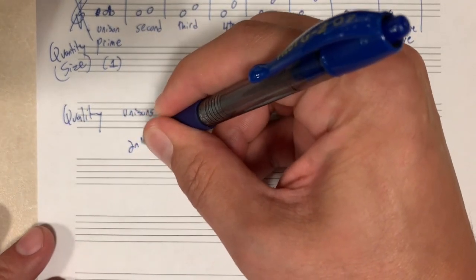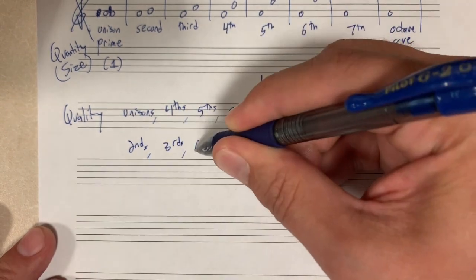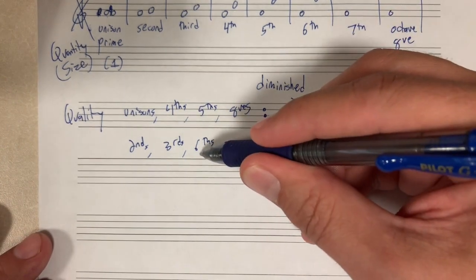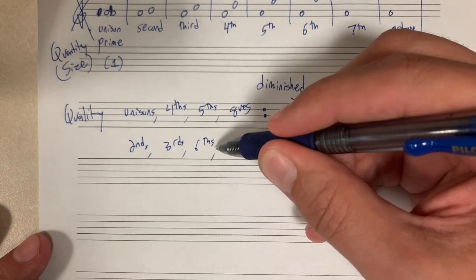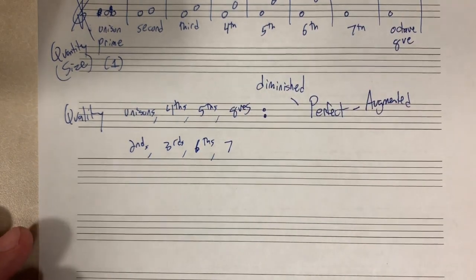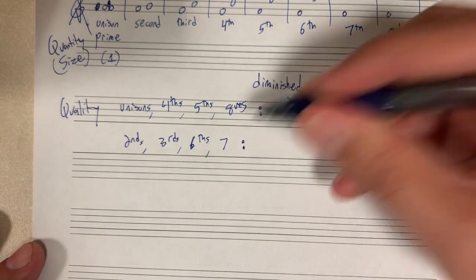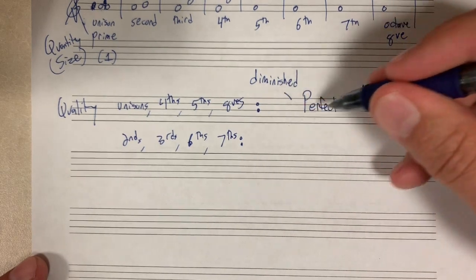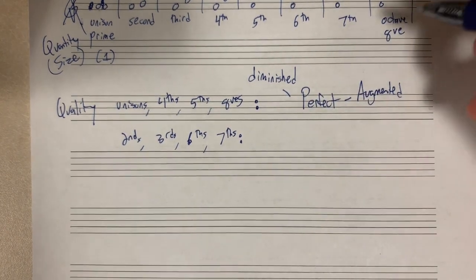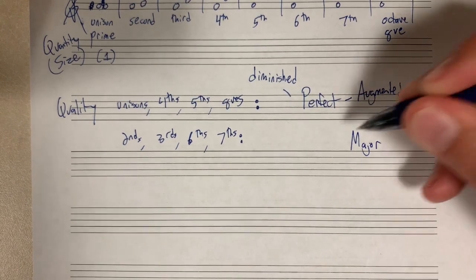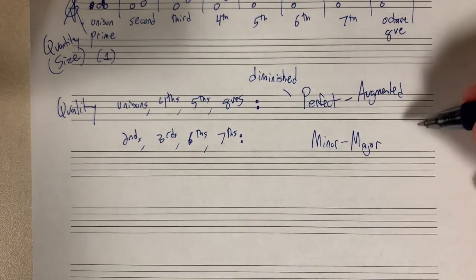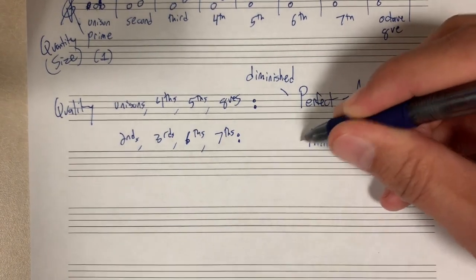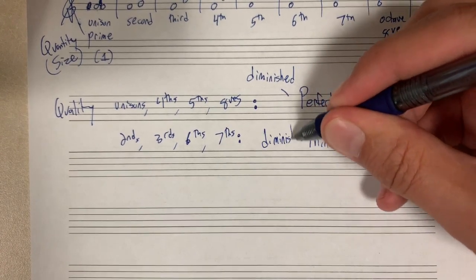But seconds, thirds, sixths, and sevenths are different. I just love saying that word, sixths. Such a glitzy word. They can't be perfect. It's not a value call. This is just vocab. Instead, they can be major or minor. And then if they're even bigger than major, they're augmented. And if they're even smaller than minor, they're diminished.